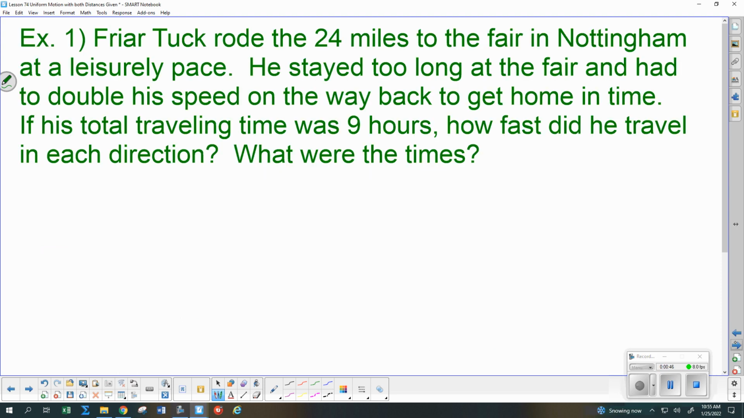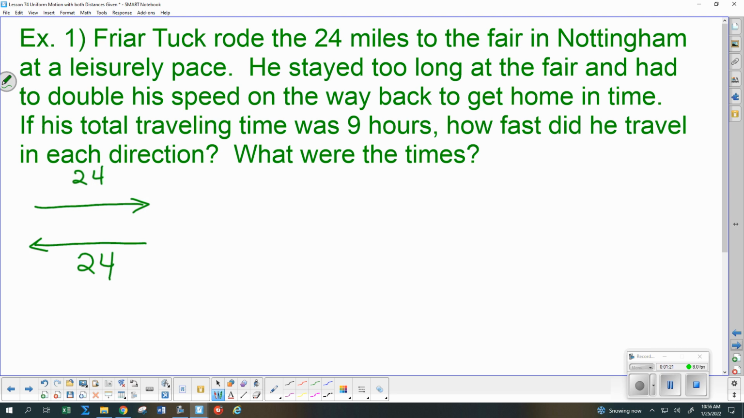So, first example, Friar Tuck rode 24 miles to the fair at a leisurely pace. So I know that was 24. And he stayed too long and he had to double his speed on the way back to get home in time. So then he goes from the fair home. How long is the second distance going to be? It's also going to be 24. And so then I need to figure out what's going on from the other information that I'm given.